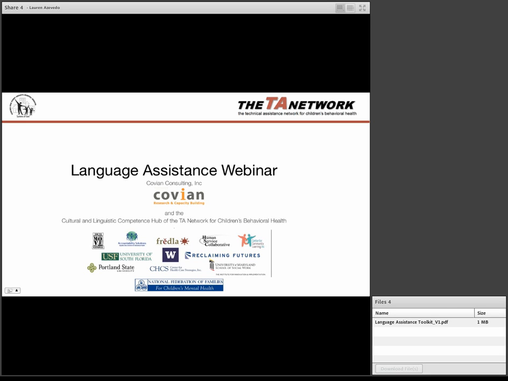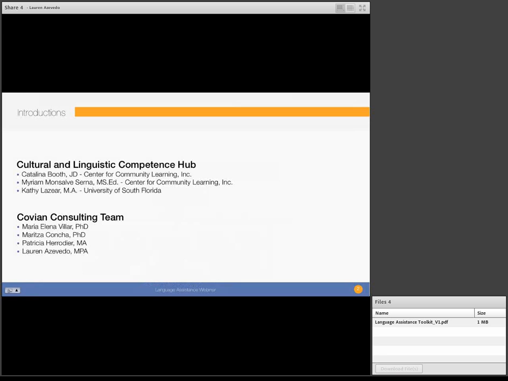The toolkit is based on the National Standards for Culturally and Linguistically Appropriate Services, known as CLAS, in Health and Healthcare, Standards 5 through 8, related to communication and language assistance for individuals seeking behavioral health care. Ongoing self-assessments are also presented, as well as vignettes to challenge you in reflecting on the toolkit content to appropriately address the needs of the children and families that you serve.